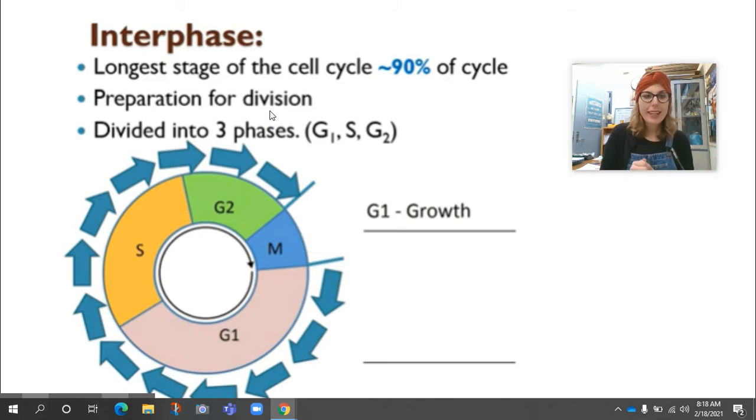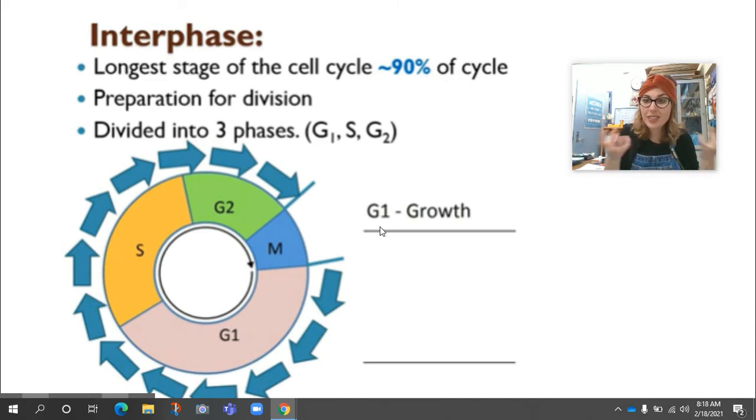So we can break this interphase period into three major phases. The first phase is called the growth phase, and it's called G1. And in G1, essentially what we're going to do is we need a lot more cytoplasm, right? Because we're going to ultimately have two new cells.